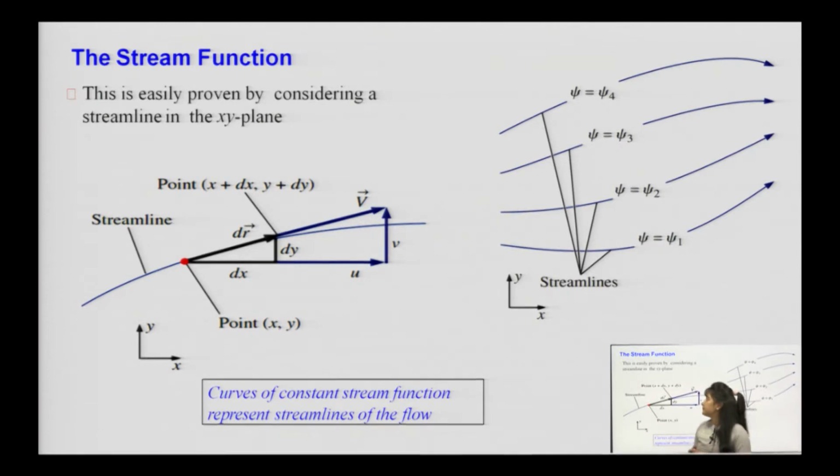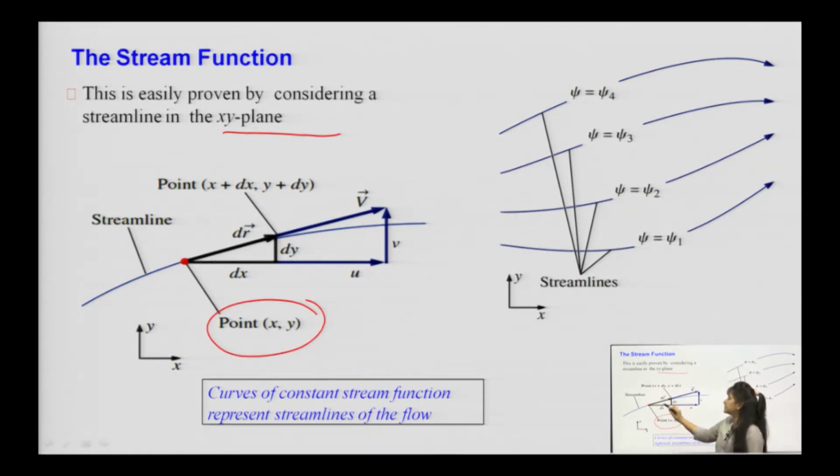Here you can see how we can construct a particular streamline. We have considered a streamline in the xy plane with certain coordinates. Let us take a point with coordinates x and y, which we have marked. Then when this fluid particle moves from coordinates x, y to coordinates x plus dx and y plus dy, you get another coordinate, and hence you can draw a streamline along these coordinates.